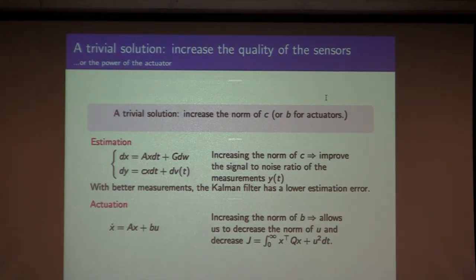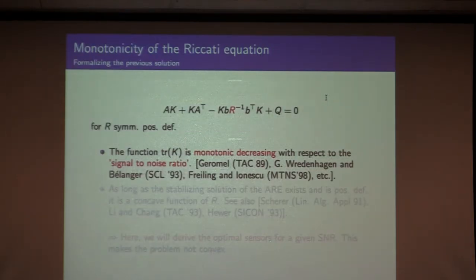So can we actually formalize this? And the answer is yes. This was done about 20 years ago, even more, 25 years ago. These were the first results that I've seen in this type of study of the Riccati equation. So here's what these results say. The first trace I could find of this is a paper by Giromel from 1989. And the result has been rediscovered many, many times. I think it's still being rediscovered today.